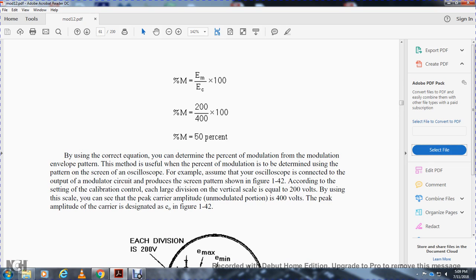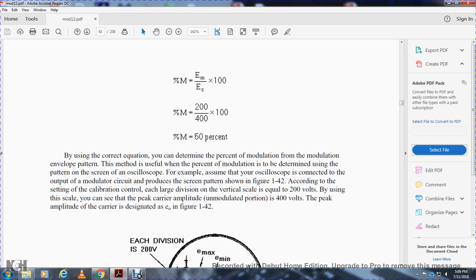By using the correct equation, you determine the percent modulation for the modulation envelope. The method is useful when the percent of modulation is to be determined using the screen pattern on the oscilloscope. For example, assume that the oscilloscope is connected to the output of the modulator circuit and produces the screen pattern shown in Figure 142. According to the setting of the calibration control, each large division of the vertical scale is equal to 200 volts. By using this scale, you can see that the peak carrier amplitude in the unmodulated portion is 400 volts.